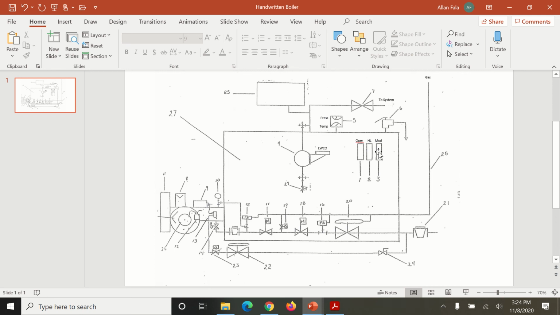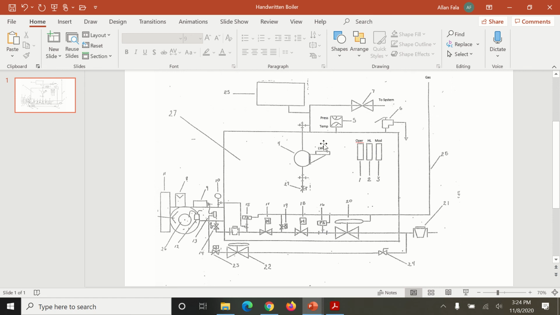And here number 3 is a modulating control, which controls this thing right here, which is the modulating actuator, which would be tied to a damper for air, and it would also be tied to a modulating gas valve, which is number 14 right here. That's how you would control the ratio of air to fuel going into the burner.